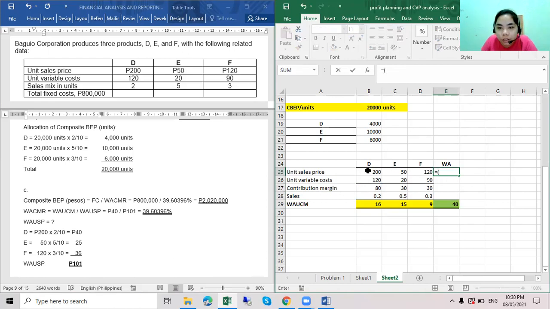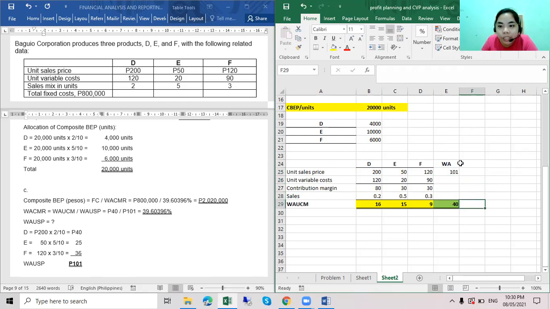So, 200 pesos times 20%, plus 50 times 50%, plus 120 times 30%. So your weighted average unit selling price is 101. Amo na sa klase niyo module nga may 101 na da. Okay? So that's your weighted average unit selling price. Amo na siya, paano siya ginkwa?